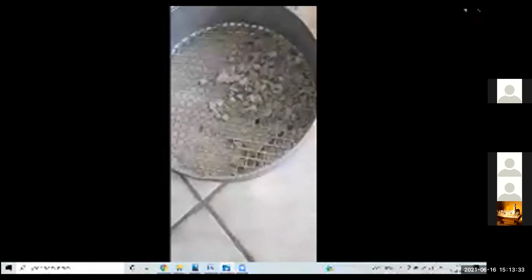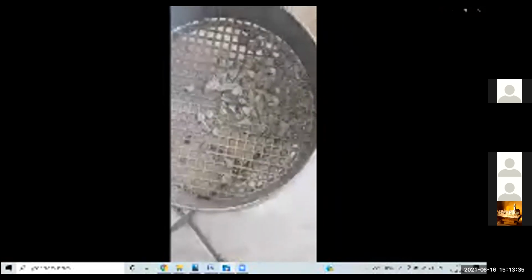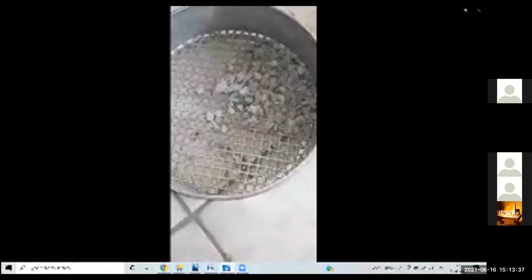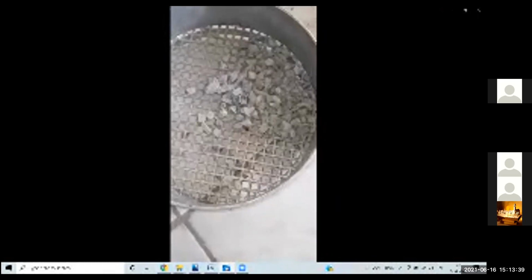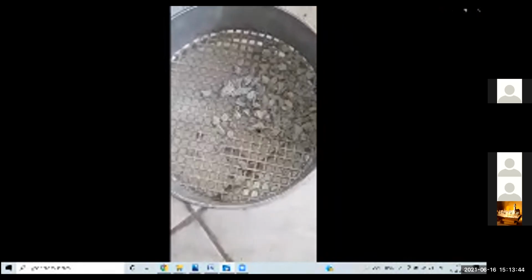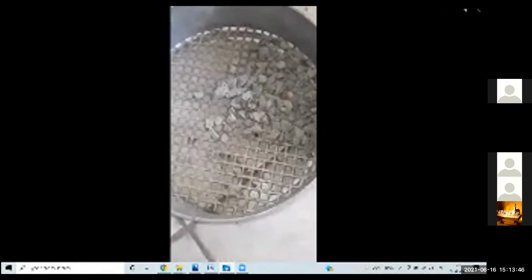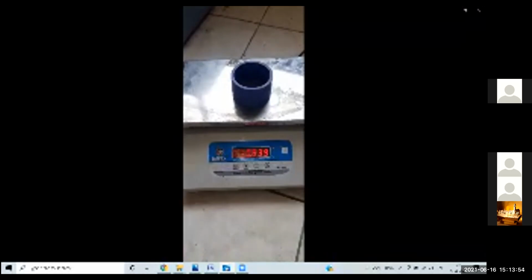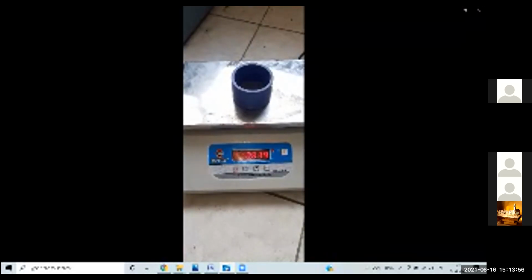This is our final sample: the aggregate passing through the 12.5 millimeter sieve and retained on the 10 millimeter sieve. Weight of empty mold is 0.839 kg.